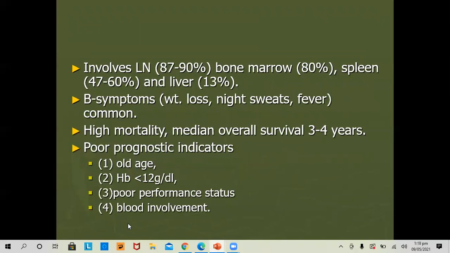It involves lymph nodes in 87 to 90% of the cases, bone marrow in 80%, spleen in 47 to 60%, and liver in 13%. It is also associated with B symptoms, which are weight loss, fever, and night sweats. It has high mortality with median overall survival of 3 to 4 years. The poor prognostic indicators of mantle cell lymphoma are old age, hemoglobin less than 12 grams per deciliter, poor performance status of the patient, and blood involvement.